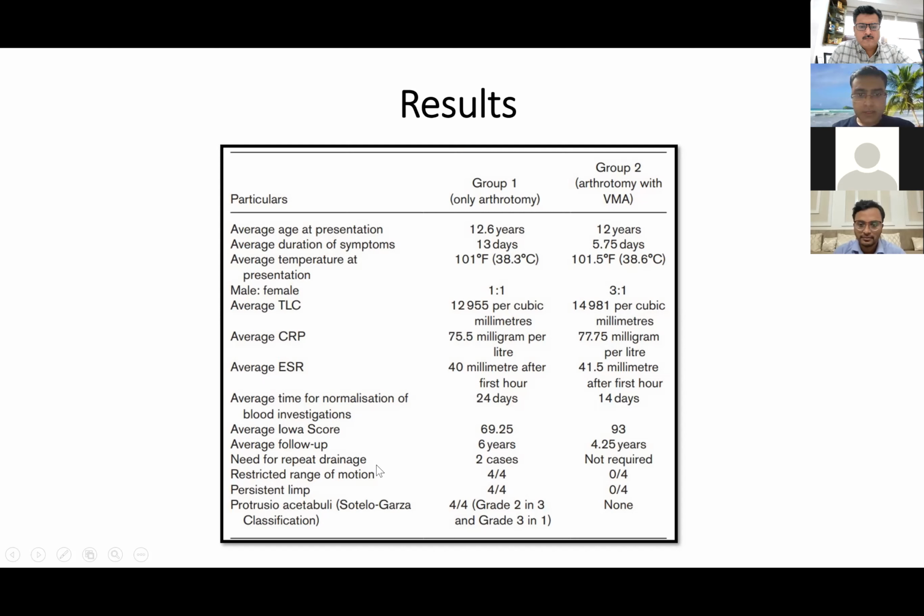In 2 cases in group 1, there was need for repeat drainage in the first month of the surgery. And all the 4 patients had restricted range of motion in group 1, whereas none of the patients had restricted range of motion in group 2.